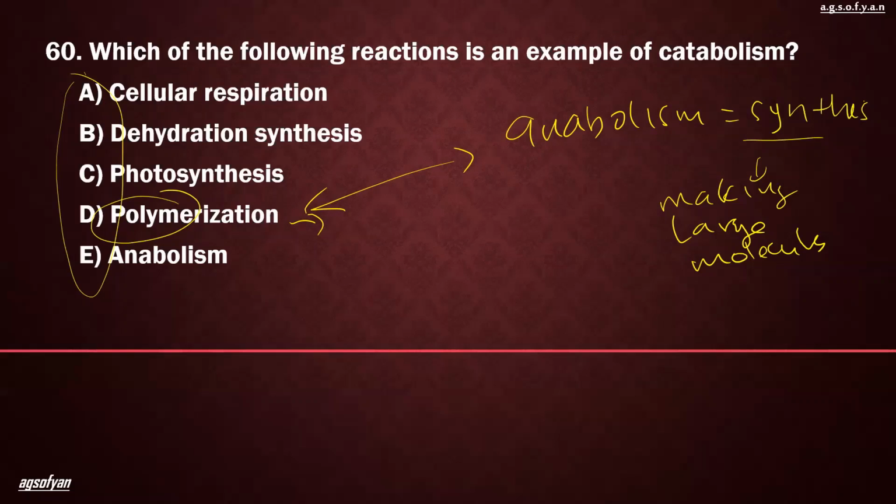It is not the answer. So which one is catabolism? I'm going to be honest, I have no idea. You don't choose synthesis because synthesis is for anabolism. So which one is the only choice over there? Cellular respiration. Remember, cellular respiration breaks down glucose to make ATP. So it breaks down a bigger molecule into smaller molecules. Okay, that's catabolism.